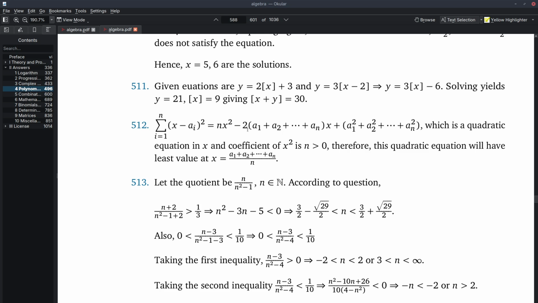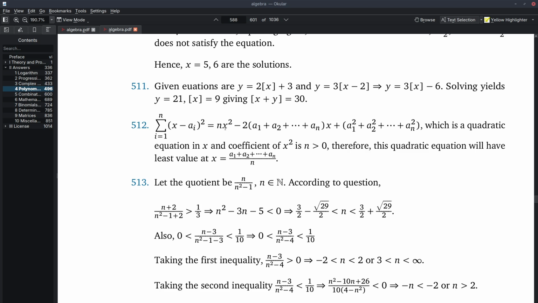And for a quadratic equation, we know that it will achieve its minimum value when x is equal to minus b by a, where b is the coefficient of x and a is the coefficient of x square. So using that logic, we get that the least value will be at x equal to (a1 plus a2 through an) by n. The second way of doing this solution is using maxima and minima and calculus.